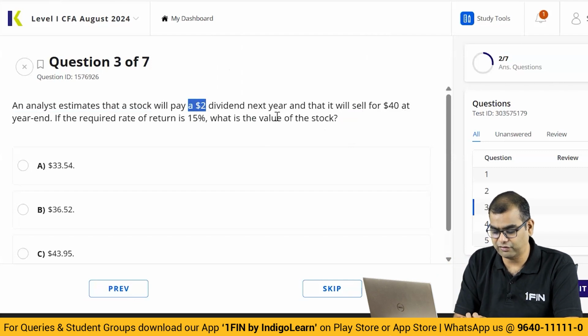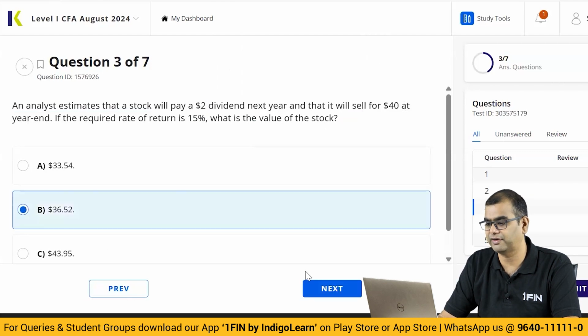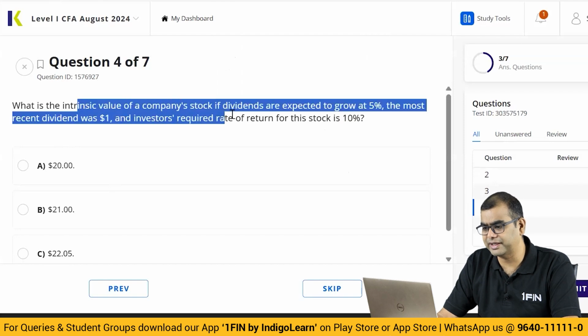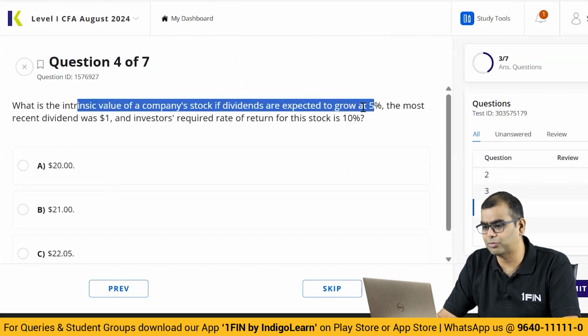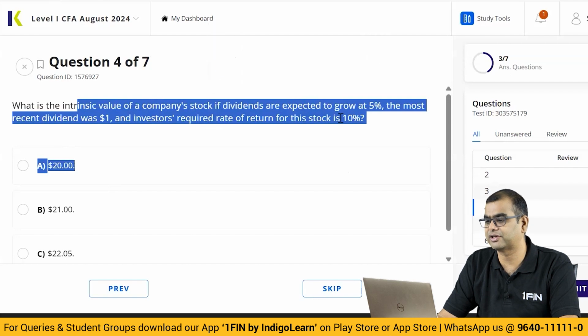So 42 divided by 1.15 is 36.52. The answer is B, 36.52. Next, what is the intrinsic value of a company if dividends are expected to grow at 5%? The most recent dividend, so the previous dividend, was 1 and investors require a rate of return of 10%.